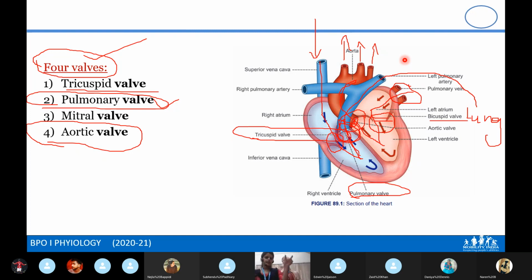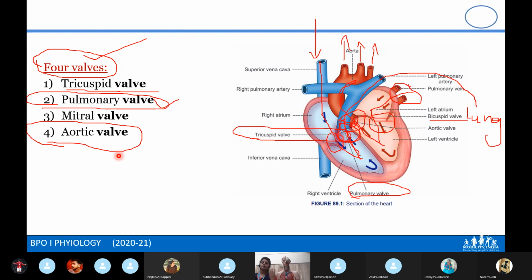So first the tricuspid valve, then the pulmonary valve. It goes to the lungs, then from the lungs it will come back to the left atrium. There present is the mitral valve or bicuspid valve. Then to the left atrium it will come. From there it supplies all over the body, with the help of the aortic valve. This is a complete circulation process. We will discuss this again later.